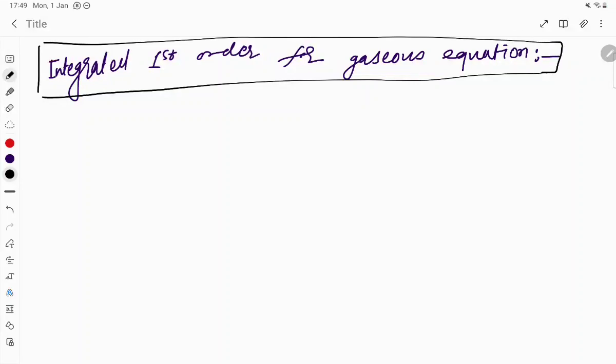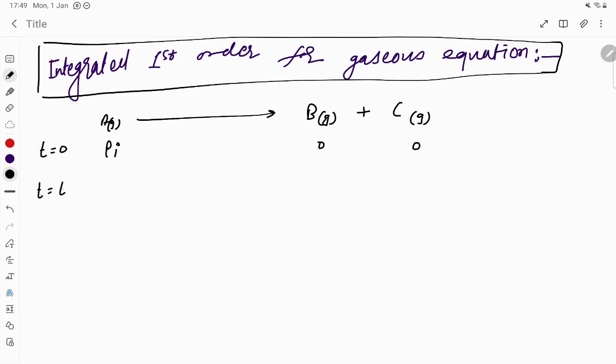Hello student, let's try to understand the integrated first order reaction for a gaseous equation. Let us see if A gas is converting into B gas plus C gas. At t equal to 0, the initial pressure is Pi and there is no product, so 0. At t equal to t equilibrium, it is Pi minus x, and x, and x.